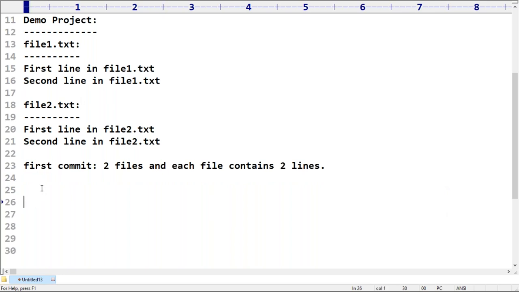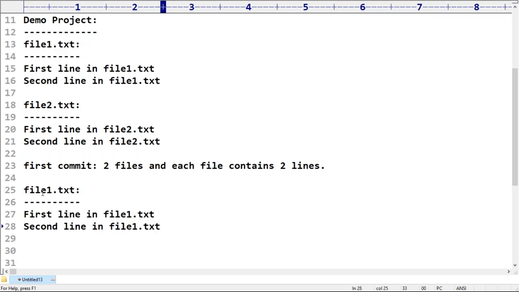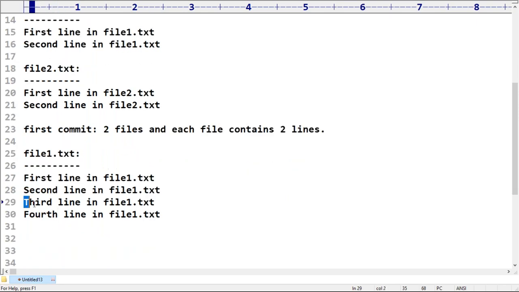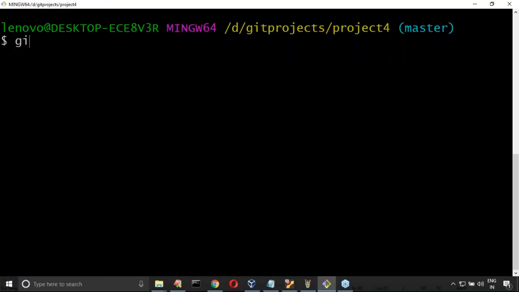Now let me go again for the second commit, because I want to compare the content between two commits also. So that's why let me take file1.txt again. Third line in file1.txt. Next, fourth line in file1.txt. Let me add these two lines in file1.txt.